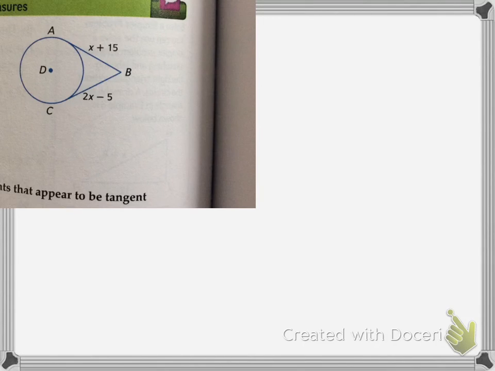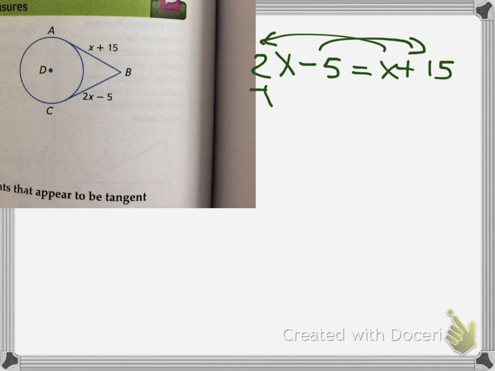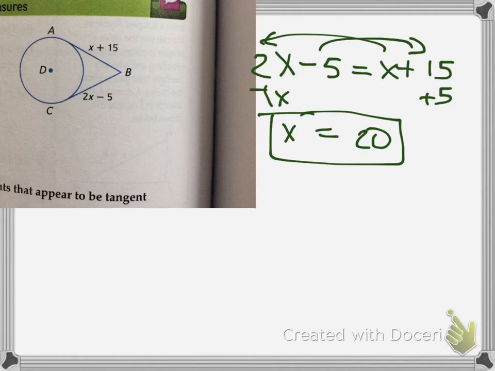So how do I use that? Well, I could say, oh, hey, that means these two things are equal. X plus 15 and 2x minus 5 must be equal. So I can say 2x minus 5 equals x plus 15, with variables to the left and numbers to the right, and get x is equal to 20. Bam, and there you go. That's really all this is.